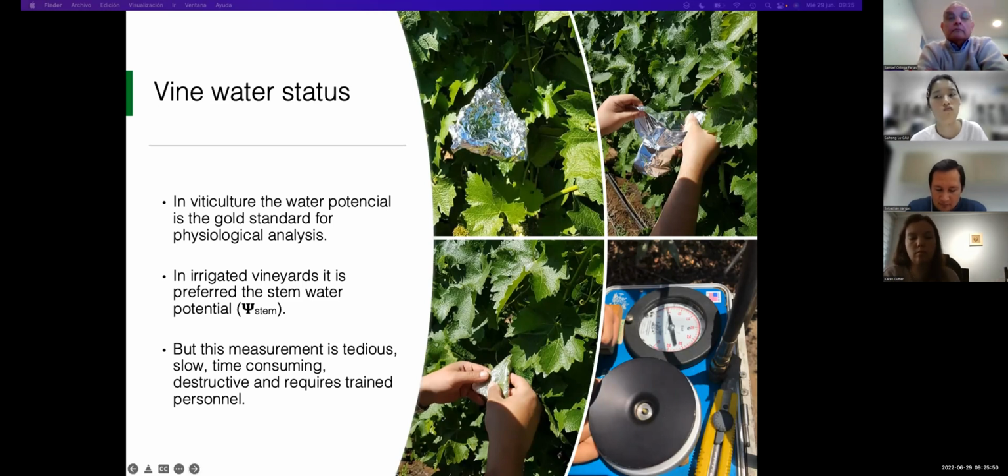But as we've seen in the images, it is a tedious and slow methodology because it requires selecting a representative leaf from the middle tier of the canopy, exposed to the sun. Then it has to be wrapped in plastic to limit gas exchange. And next, it has to be covered with aluminum foil to prevent photosynthesis. And finally, wait more than an hour so that the water potential of the leaf equals that of the plant. And after that, the leaf can be cut and measured with a Scholander pump. So it is not a very practical method.